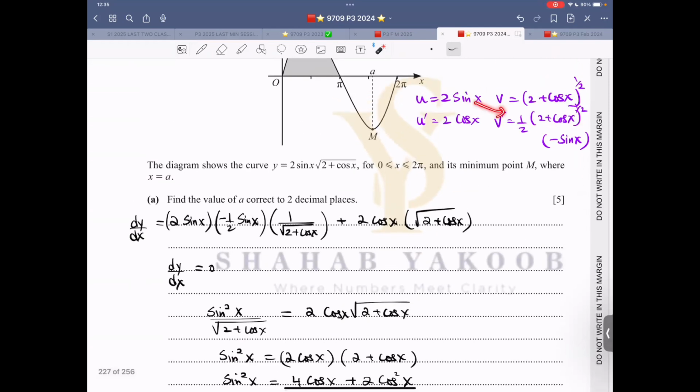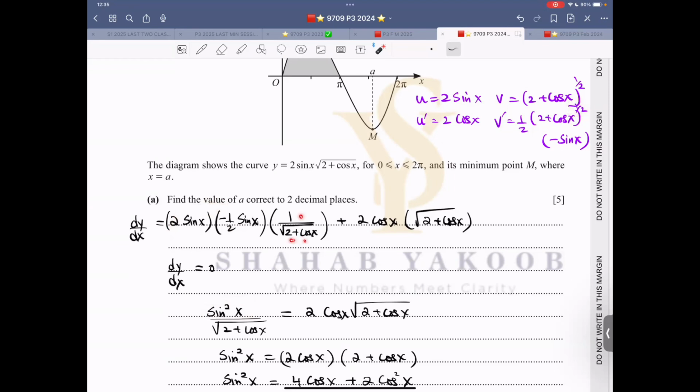So this is u into v prime. So 2 into half into negative sin x into the square root. So 2 and 2 should cancel out. Negative sine squared x. I'll just write it down. Right now, this is negative sine squared. And this is 1 over, this is power minus half.